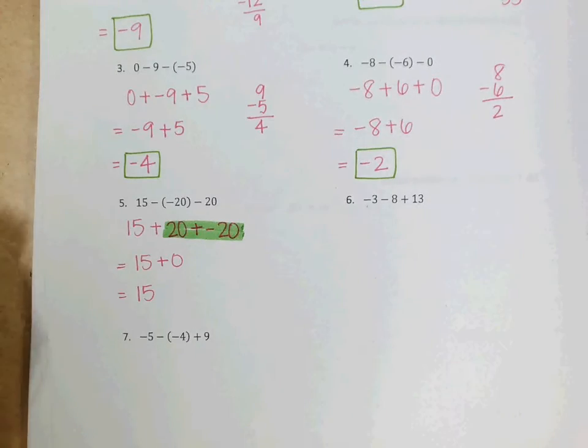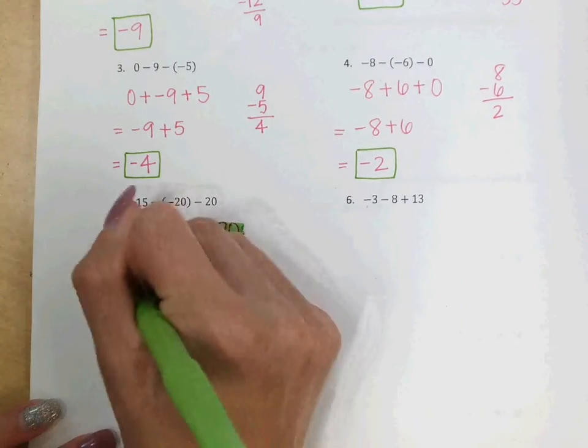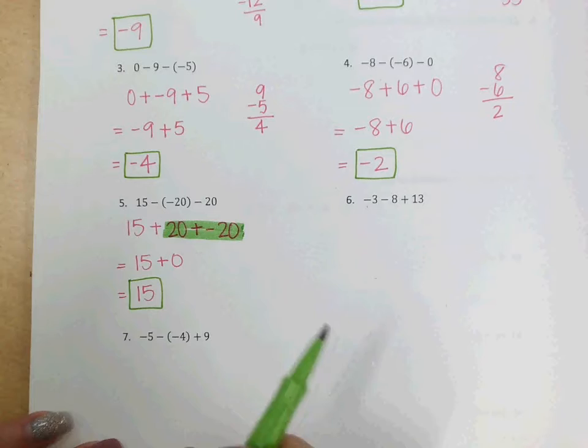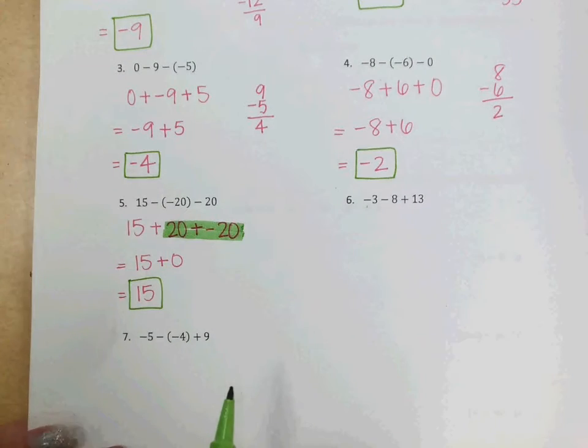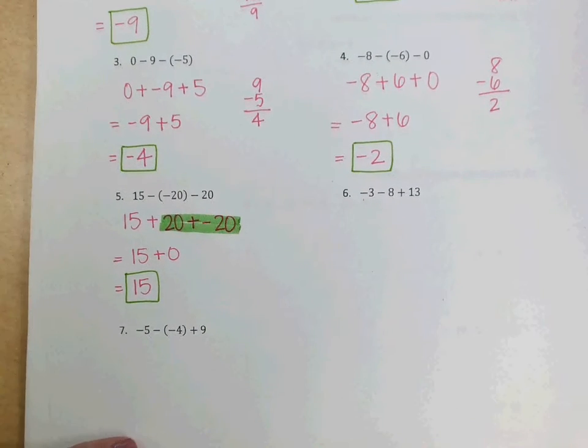Remember, there are a lot of different ways to do these problems. We could have done 15 plus 20, which would give us 35, and then subtract 20 because they're at war. But if we notice shortcuts, we want to take them.